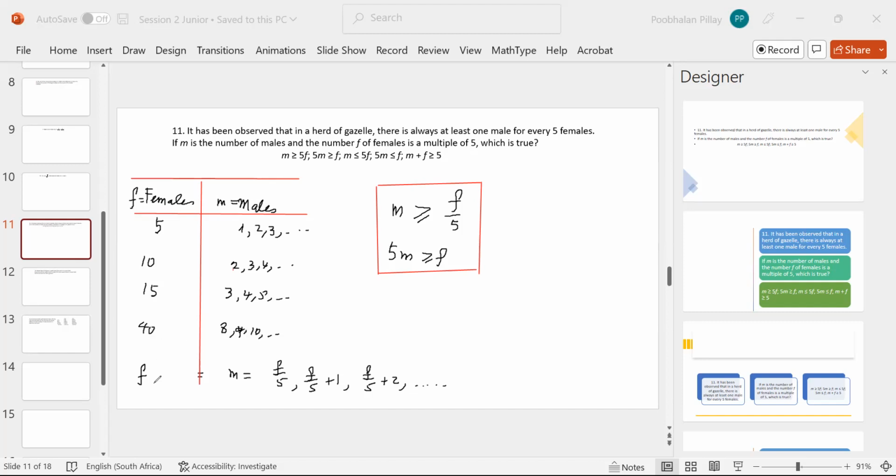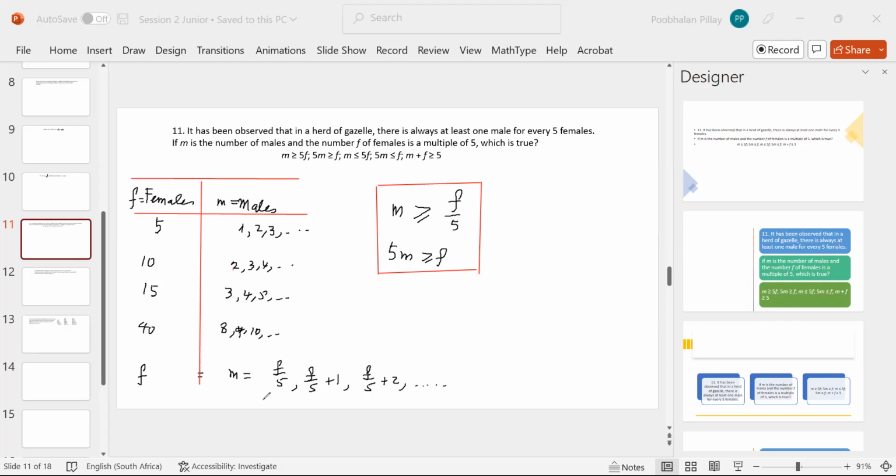When I have a number here, how do I get these? Well, I have to divide 40 by 5, 15 by 5, 10 by 5, 5 by 5 to get the very first one. So you have to divide by 5, F over 5. And this is at least F over 5, and that's the number of males. The others will be F over 5 plus 1, F over 5 plus 2, and so on. Like how we got 2, 3, 4, you keep adding 1 to it.